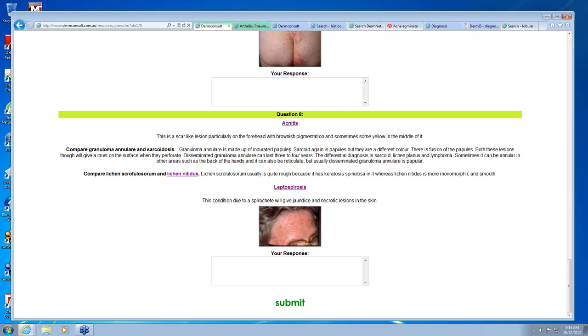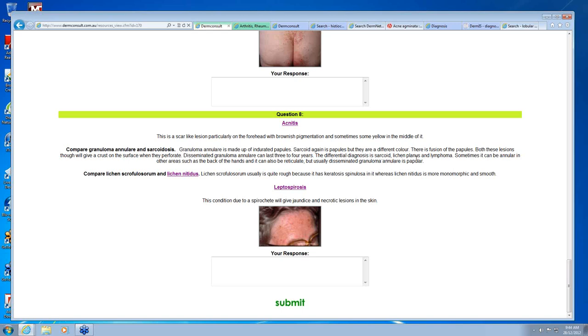GA is made up of indurated papules. Sarcoid again begins as papules, but they're a different color. Both these lesions will give a crust on the surface when they perforate. Yes, it's rare, but you do get perforating granuloma annulare, and you can get perforating sarcoidosis. Then disseminated GA, where you get it all over the body surface, often as small papules. This can last 3 to 4 years, and certainly there the differential diagnosis is sarcoid.